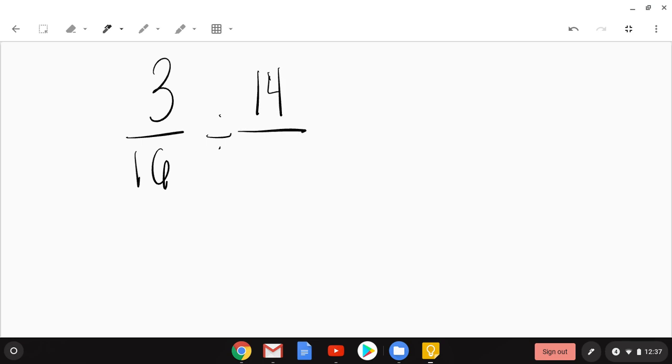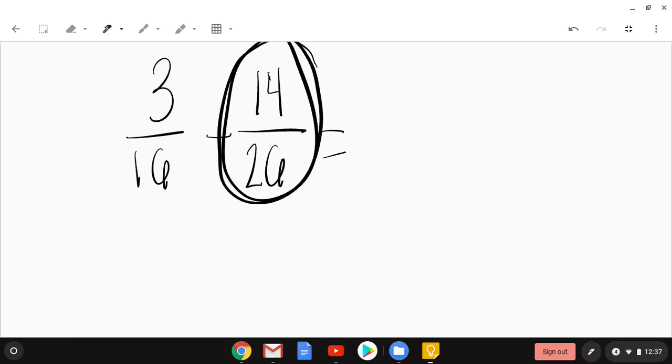Okay. Let's do 3/16 divided by 14 over 26. Okay, so I need to find the reciprocal of this fraction. So you only use the reciprocal of the second fraction. You keep the first fraction the same. So I'm going to change it into a multiplication problem so that I know how to solve it. And I'm using the reciprocal of this fraction.